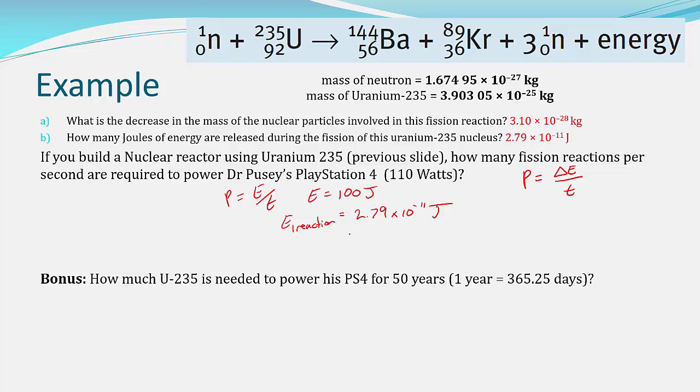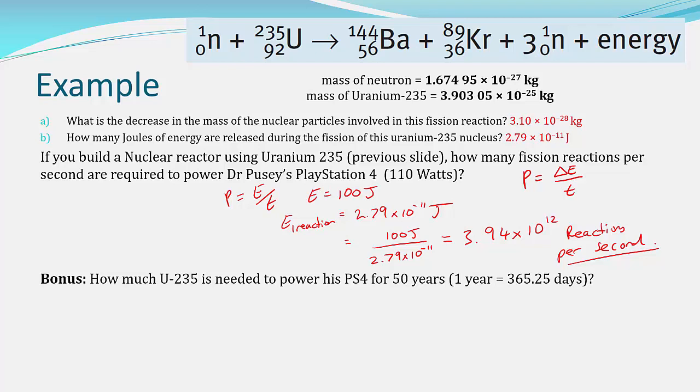From here, I can then just figure out, well, how many reactions do I need? Well, I need 100 joules. So how many times does 2.79 times 10 to the negative 11 fit in there? And what I will get is 3.94 times 10 to the 12 reactions per second. At this point, this may not mean anything to you. That's a lot of reactions per second, but it doesn't really tell us much.